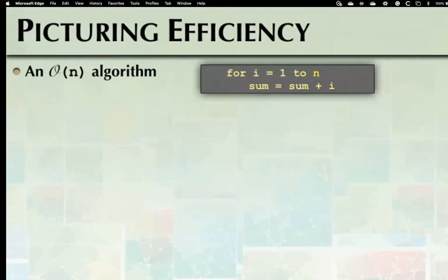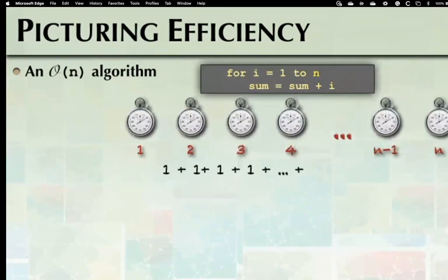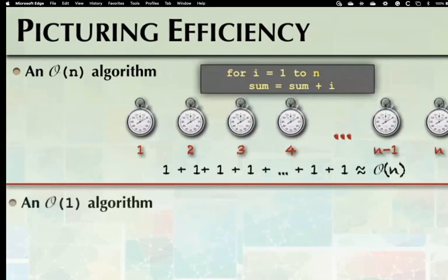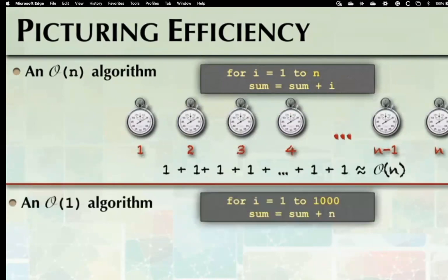Here we have an algorithm A from earlier that adds I to some n times. If each watch represents an addition, we'll see a single addition each time through the loop. We perform the loop n times, so there'll be n additions, and we have an algorithm of order at most n. Here's another similar algorithm, but it is of order at most 1.